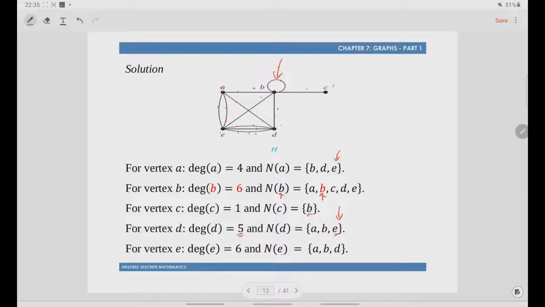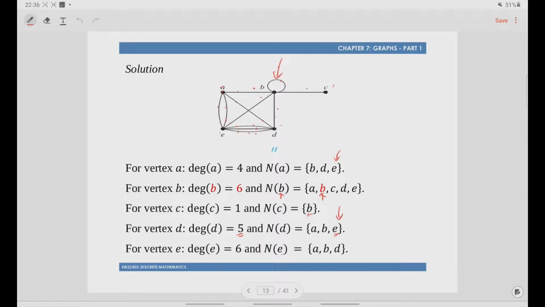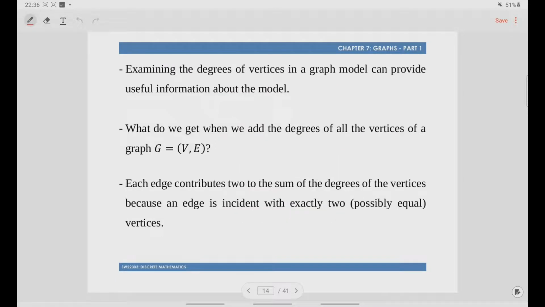Okay, I hope you can see the difference between degree and neighborhood, because in the previous example, as you can see, the degree is equal to the number of neighbors. The degree of B is 4, so there are 4 neighbors. So it's not necessarily always equal, as you can see in the quiz. All right, so we move to the next slide.